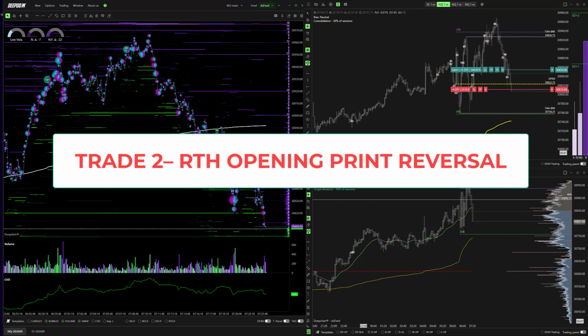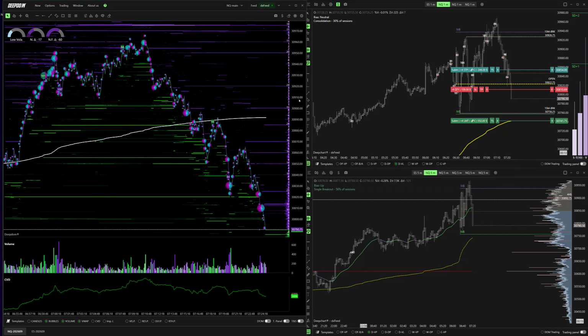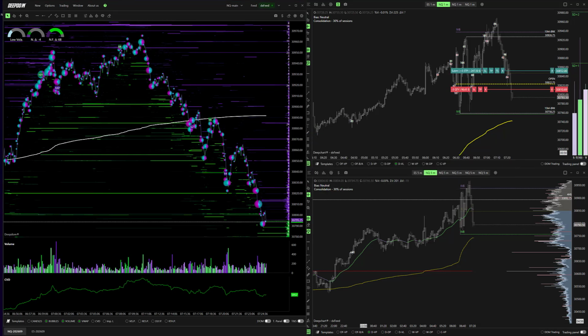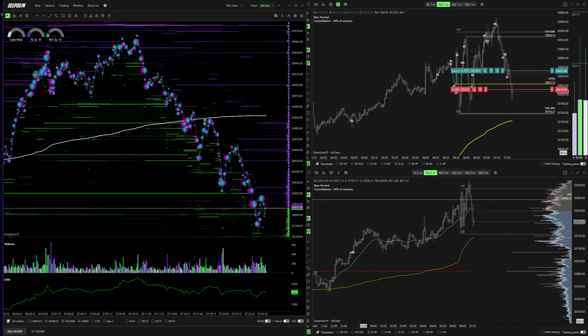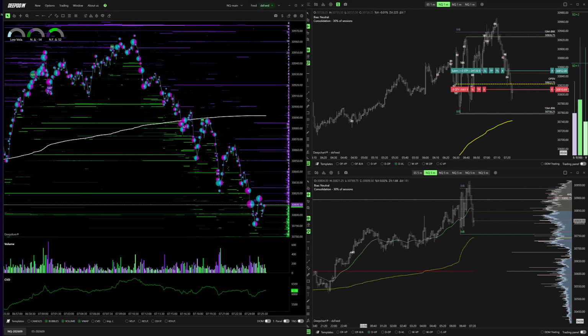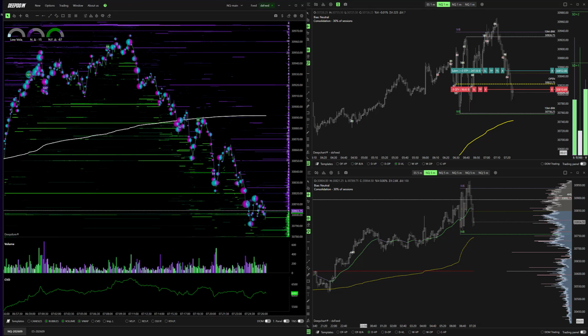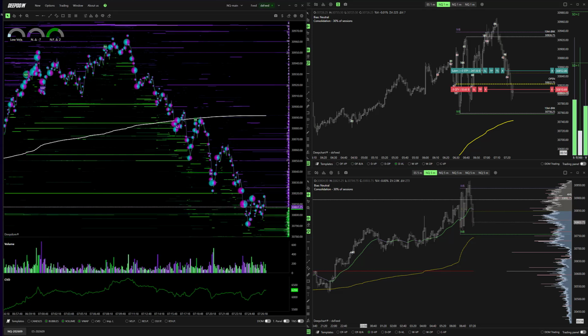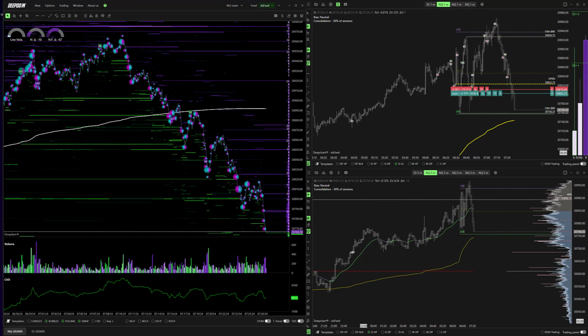The second trade used the exact same concept, but in the opposite direction. Earlier in the session, the market attempted to push higher and test new highs. However, after the test failed, price rotated back below the opening print. The order flow became noticeably more bearish and sellers began taking control. That gave me the confidence to enter short.